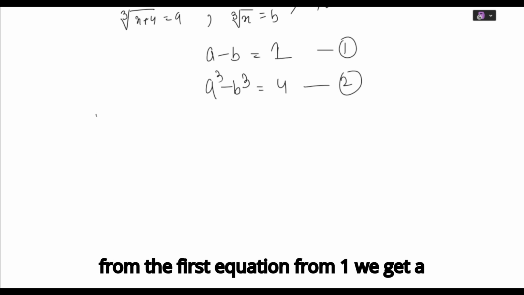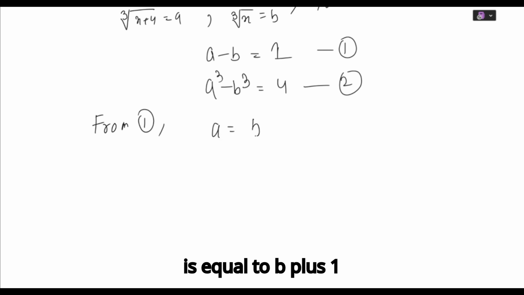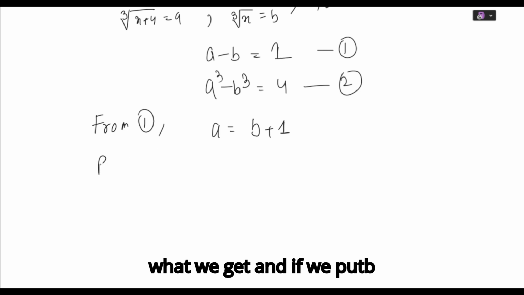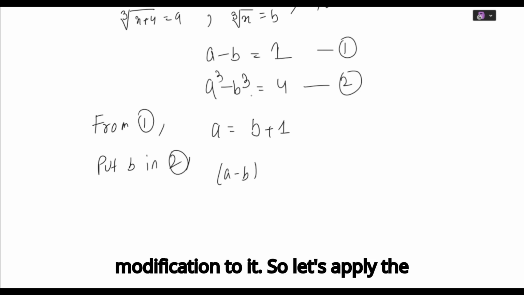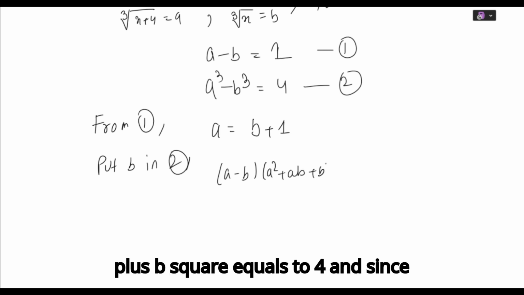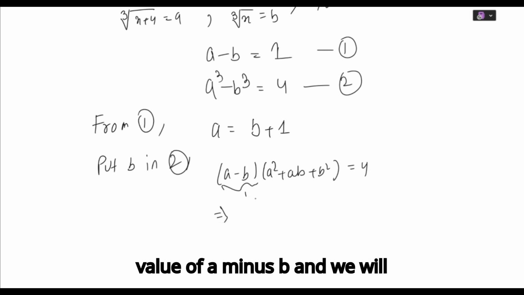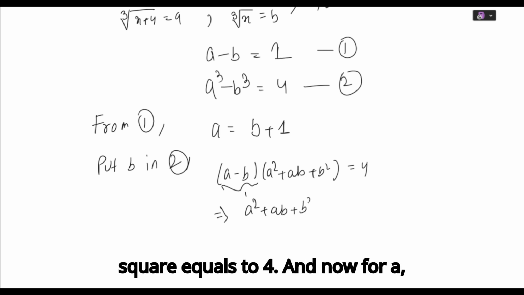Now, from the first equation, we get a is equal to b plus 1. And we will put this in the second equation after a bit of modification. Let's apply the formula of a cube minus b cube, which is a minus b, whole into a square plus ab plus b square, equals 4. Since we know a minus b is 1, let's put in the value of a minus b, and we will get a square plus ab plus b square equals 4.